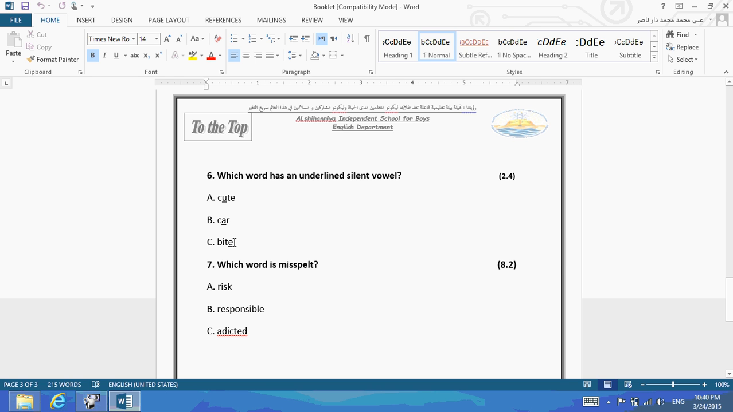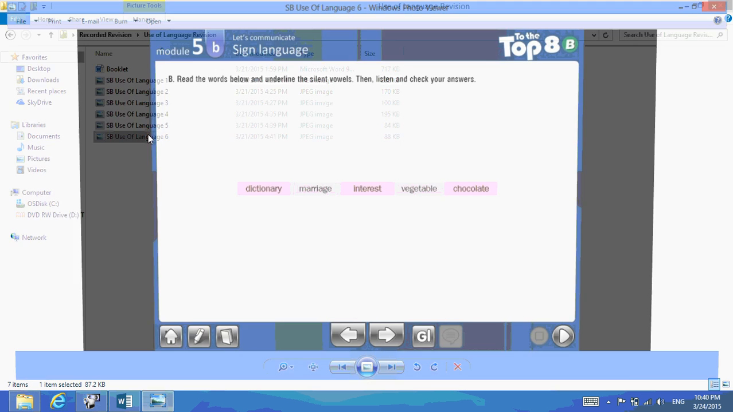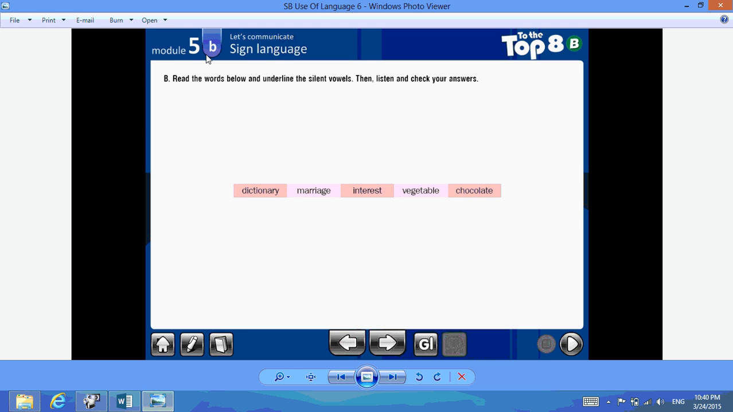Bite, so E is silent. A good example about item number 6, available in a student book, is Module 5, B, Sign Language. Read the words below and underline the silent vowels. Dictionary, marriage, interest, vegetable, chocolate.